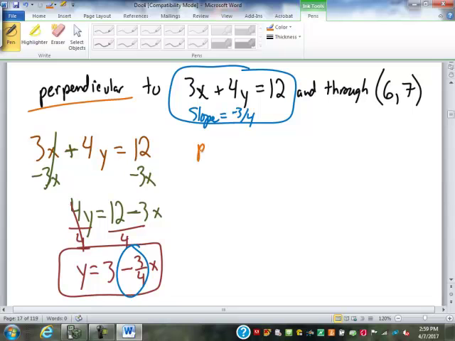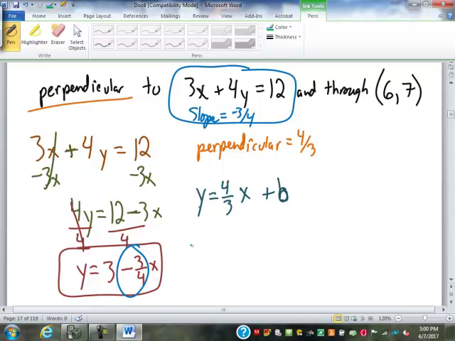Now we're asked to do a perpendicular. So what's the slope of the perpendicular going to be? Positive 4/3. Good. It was negative, so the opposite is positive. The reciprocal of 3/4 is 4/3. So we start our equation as y equals 4/3 x plus b. Good.